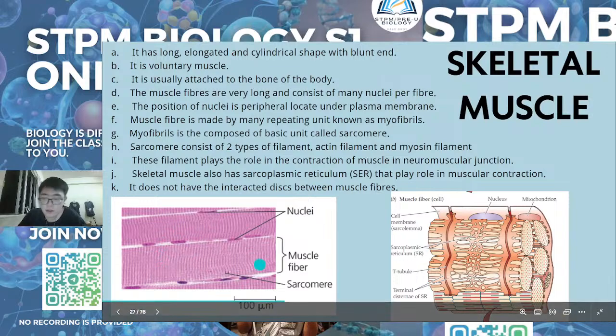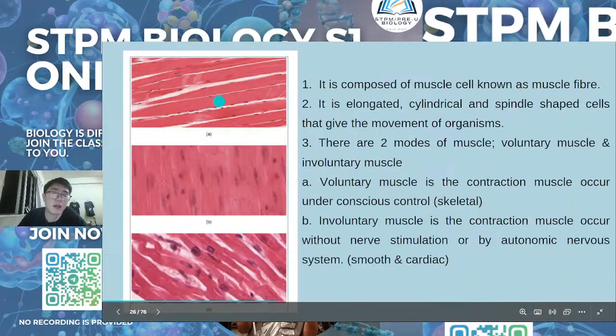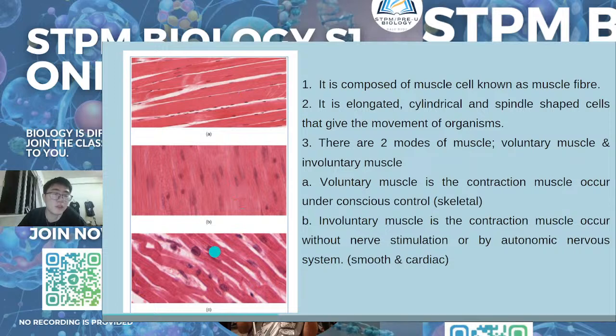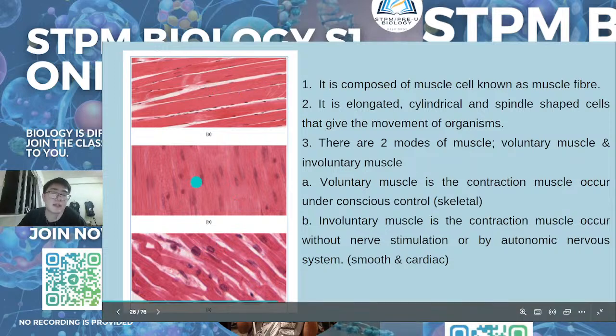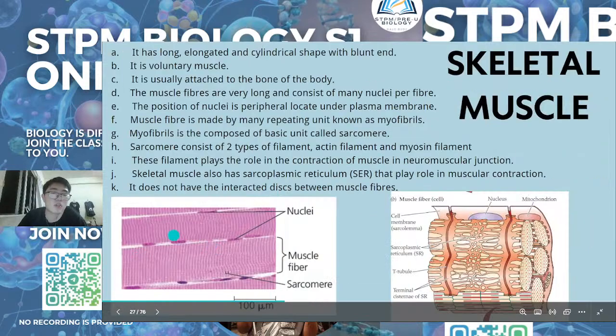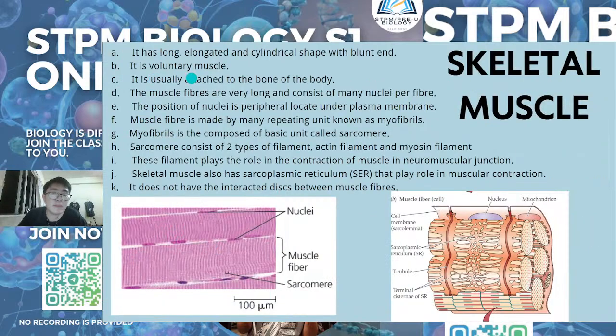This is its structure. So this one is skeletal. This one skeletal, this one smooth, this one cardiac. Remember. Skeletal, smooth and cardiac. Okay, so it is the voluntary muscle and it is usually attached to the bone of the body. So that is why we can move, can walk. Because the muscle will lift, it will function with our bone. When it contracts, it will move, and our bones will also move. So normally it is attached to our bone.